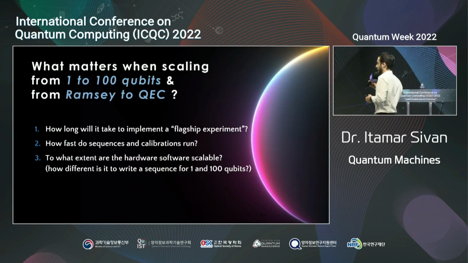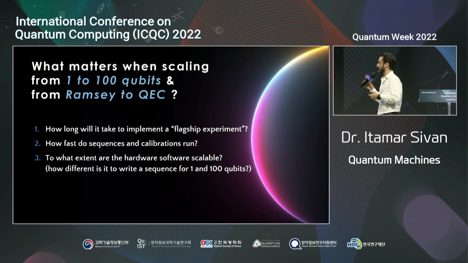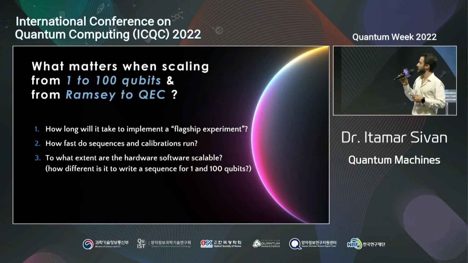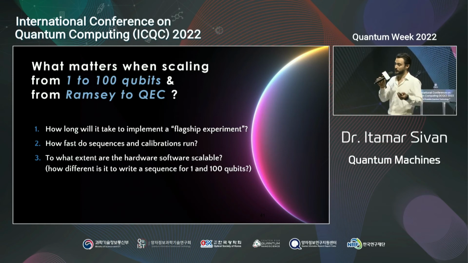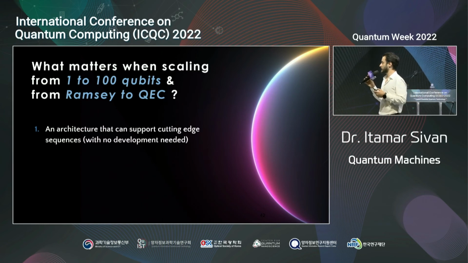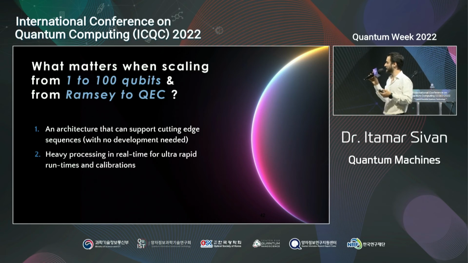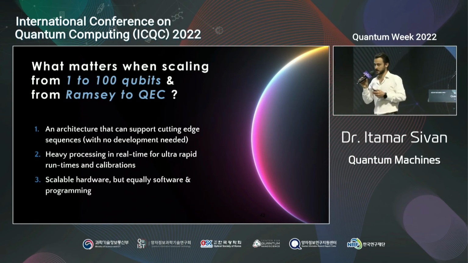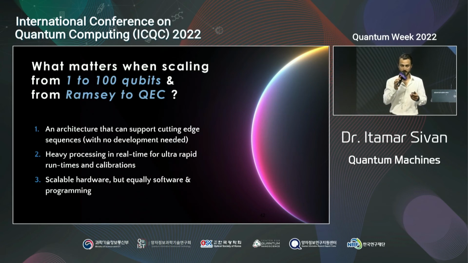I hope that I helped shed light on this question of what really matters when designing a control system that can take you from 1 to 100 qubits and from Ramsey to quantum error correction. The way we view it is that first, you need an architecture that can support cutting-edge sequences without long development time, right? If you can do it in 1 year, it doesn't count. The second is you need heavy processing in real time for ultra-rapid runtimes and calibrations. And the third is that you need scalable hardware, but equally software and programming. These are all crucial aspects.